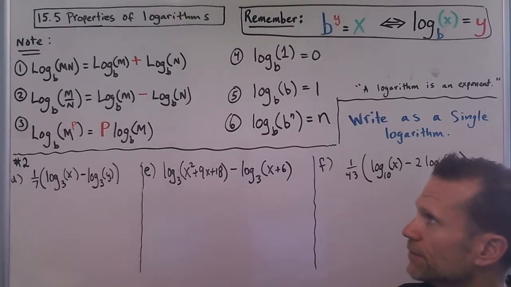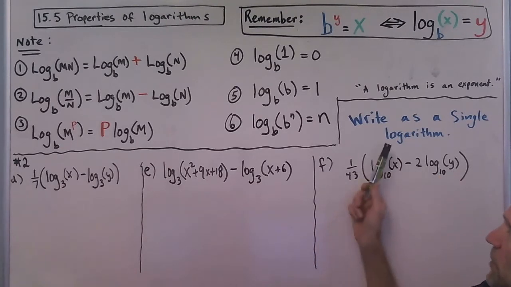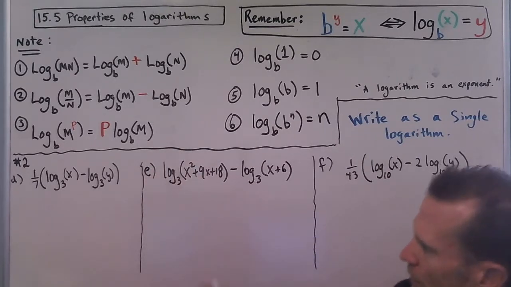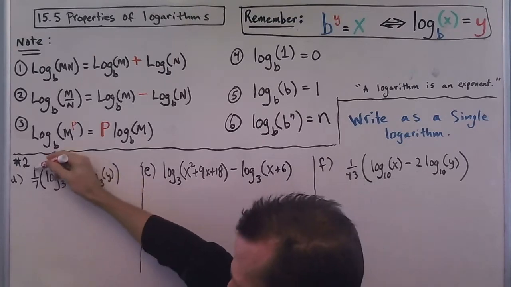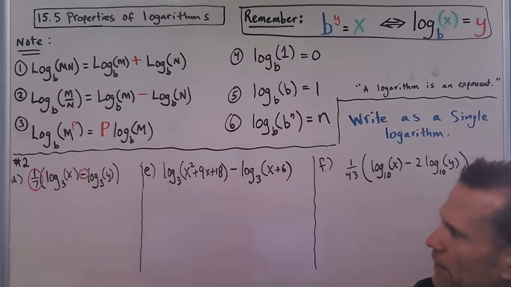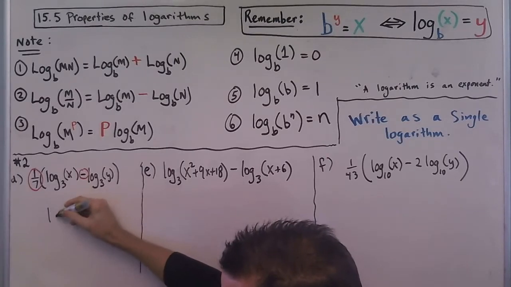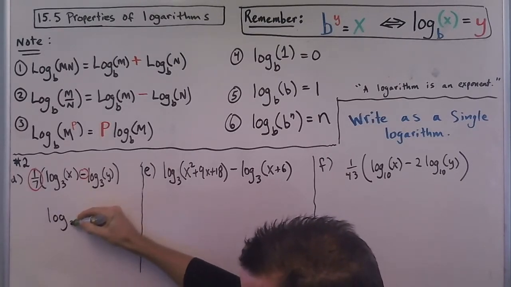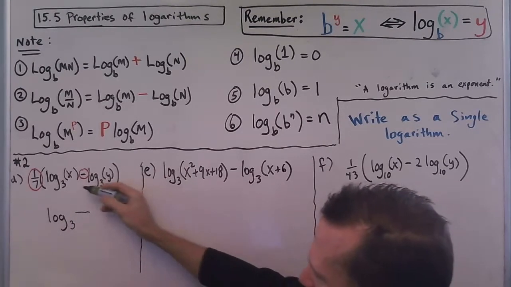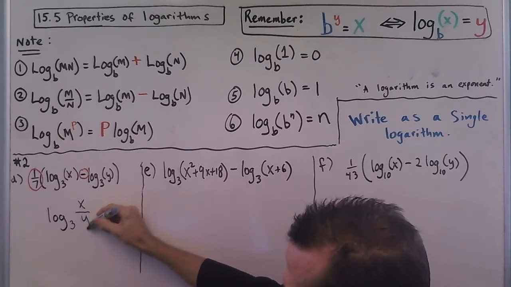Continuing on with 15.5, problem number 2, we're going to condense these logarithms into a single logarithm using these properties here. Okay, so things to focus on in this first one are this 1/7 up front and this subtraction right here. I noticed that they're both the same base logarithms, so I'm going to write log base 3. Because I have subtraction, I'm going to put a division sign or fraction bar, and I have the x on top, and then this is the subtraction piece, so I'm going to put y on the bottom.